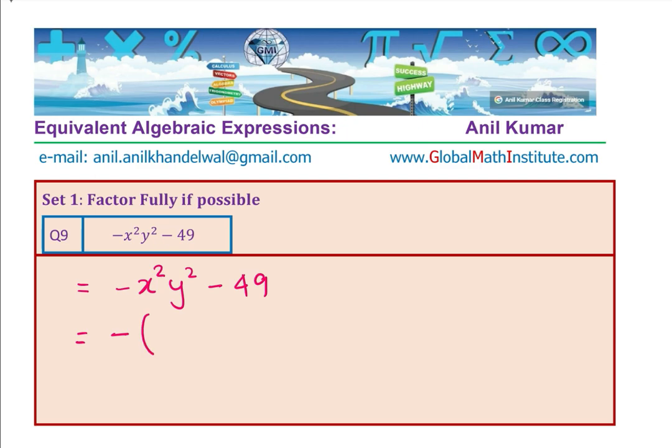So when you factor out minus, we get x squared y squared plus 49, right? Now since it is 49 and square is always positive, we cannot get 0, right? So this is it, and further it cannot be factored. So this is the fully factored form. Perfect.